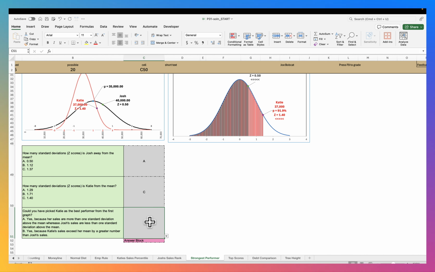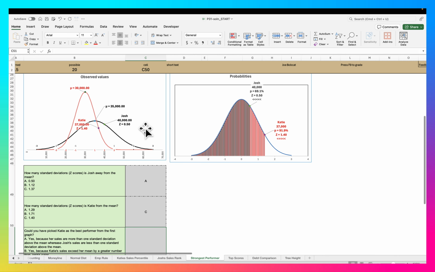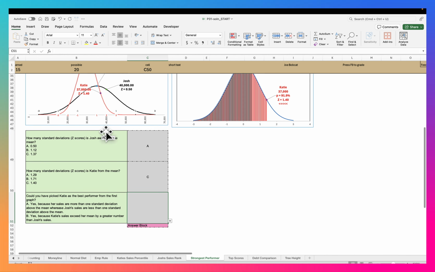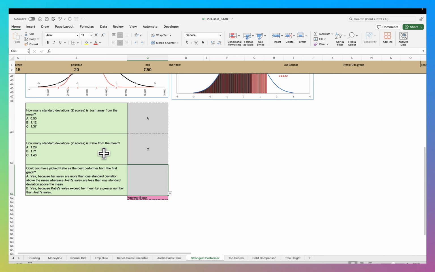Could you have picked Katie as the best performer, even from this graph? Even if you didn't see this one where she clearly is the best, could you have gotten it from here? And the answer is yes, by looking at her z-score. She's got a higher z-score, so she's further away from the mean in a positive direction. So that's going to be A. And now the answer block all turns green, which means we got them all right.